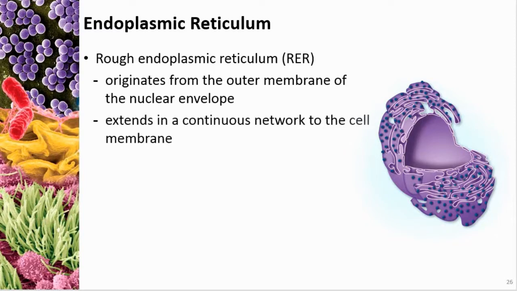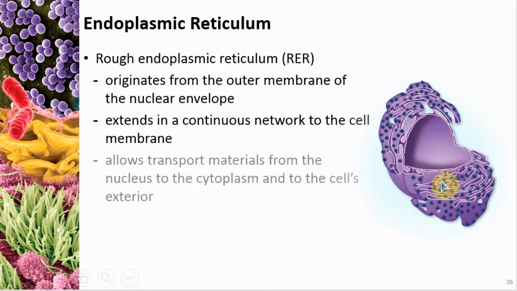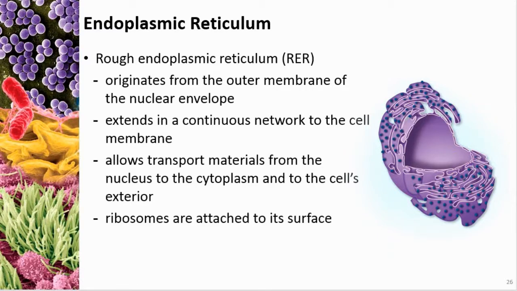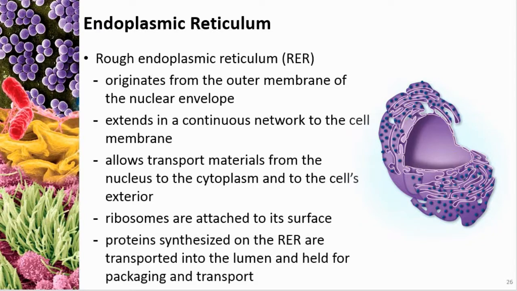Basically what it does, it creates a passage from the nuclear envelope. There's a hole that goes directly into the inside of this, and it will actually extend all the way to the cell membrane. So we can transport things all the way through this right out of the cell. As I said, ribosomes are on the surface. And since we use ribosomes to create proteins, you could probably theorize, and you would be correct, that rough endoplasmic reticulum is for packaging and synthesizing and transporting proteins.